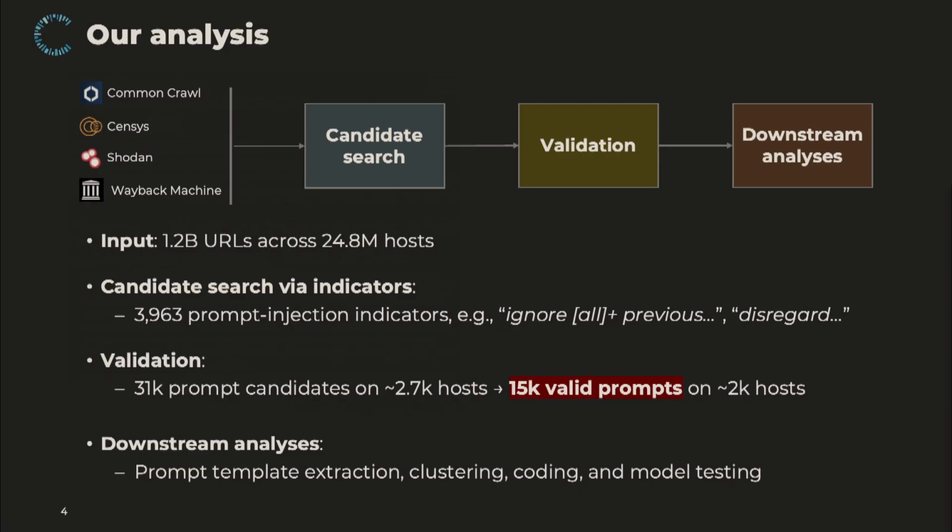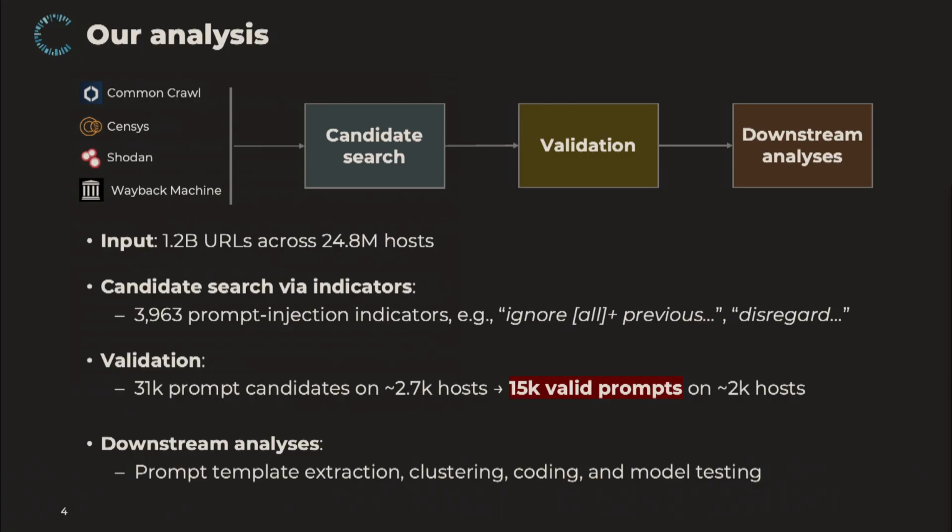Those search operations resulted in identifying 31,000 candidates. Of course, not all of them were what we would call an attempt of any form of attack, and they were scattered over 2,700 hosts. We validated all of them manually, and my PhD students still hate me for that. We boiled this number down to 15,000, scattered over 2,000 hosts. At the end of the manual validation, we also had a bunch of downstream analyses, one for each type of question we had in mind.